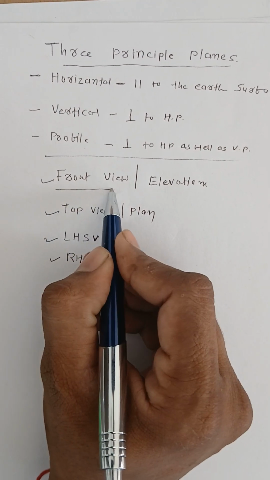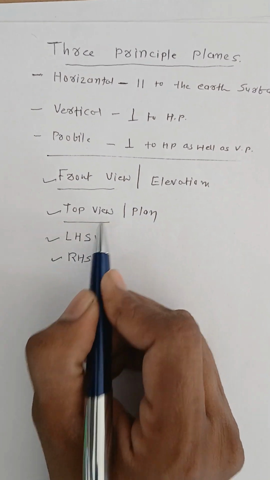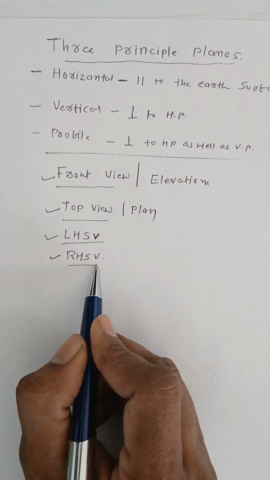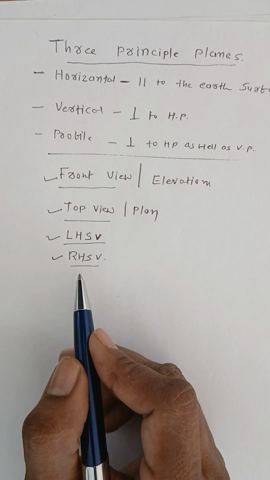From the front, it is front view; from the top, it is top view. Visualize from left hand side, it is left hand side view. If you look from right hand side, then it is known as right hand side view.